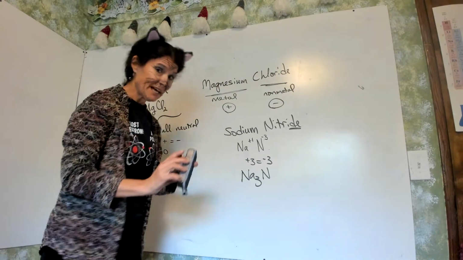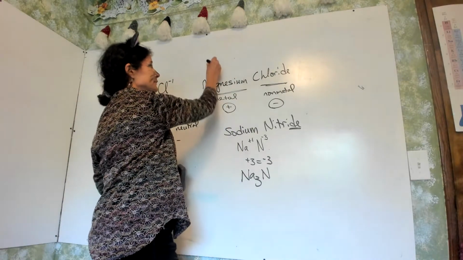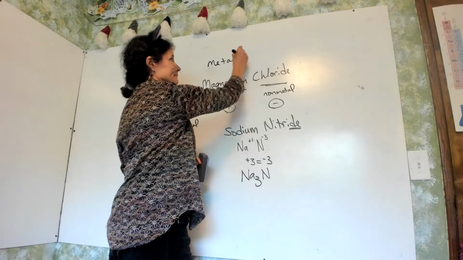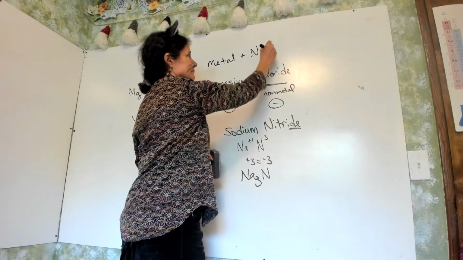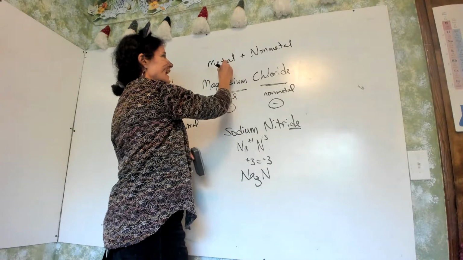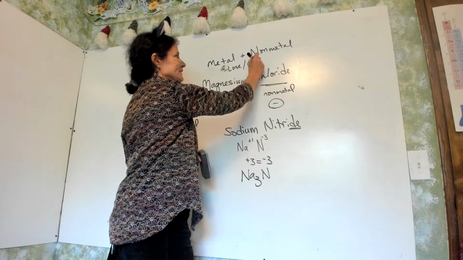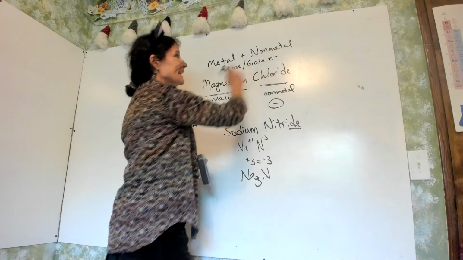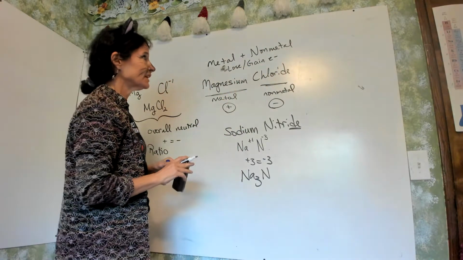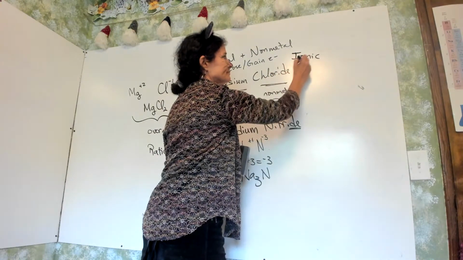All right. By the way, before I erase this, what we're doing, metal plus non-metal, is losing and gaining electrons. So the metal is losing electrons. The non-metal is gaining electrons. These are called ionic compounds.